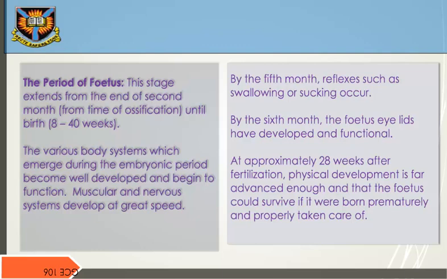The various body systems which emerged during the embryonic period become well developed and begin to function. Muscular and nervous systems develop at great speed. By the 5th month, reflexes such as swallowing or sucking occur. By the 6th month, the fetus's eyelids have developed and are functional. At approximately 28 weeks after fertilization, physical development is far advanced enough that the fetus could survive if it were born prematurely and properly taken care of.